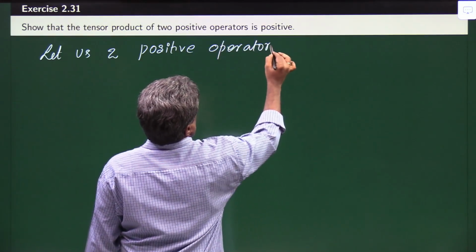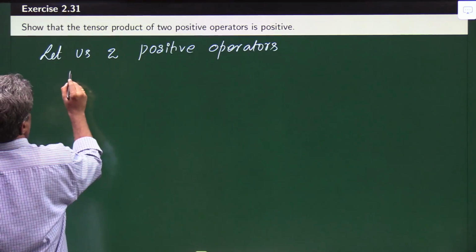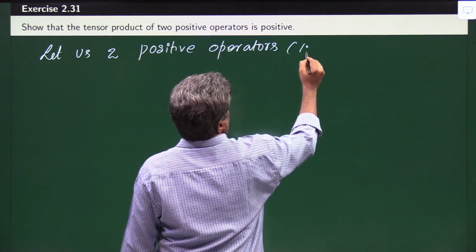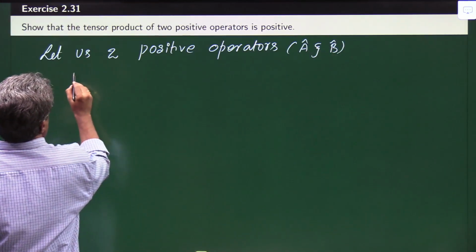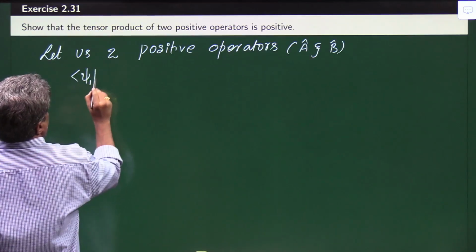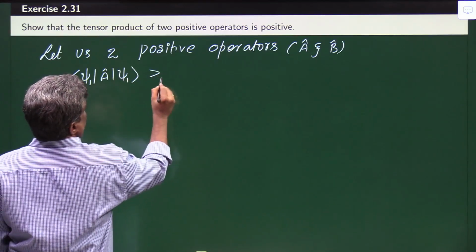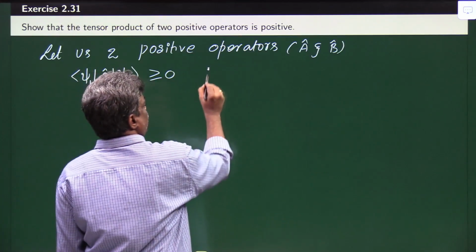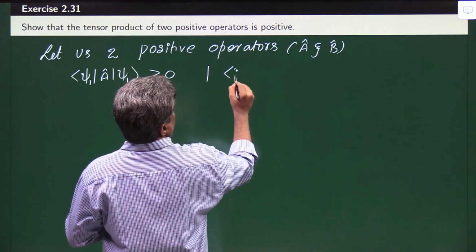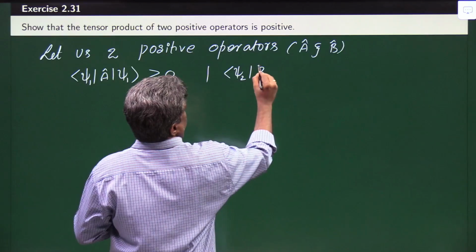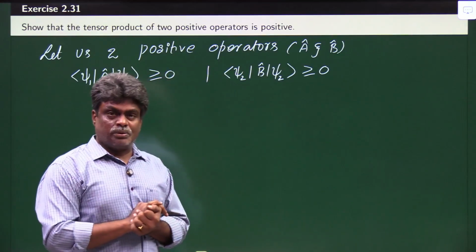Okay, so let us say this is A. So how I am defining these positive operators, let us say A cap and B cap. That means if I take the expectation value ⟨ψ1|A cap|ψ1⟩, this must be positive, either greater than or equal to 0. And for the second one, for B I am taking the state vector ψ2, ⟨ψ2|B cap|ψ2⟩ is greater than or equal to 0.